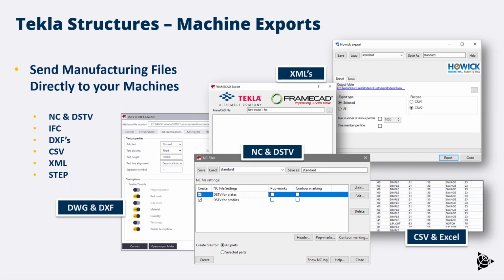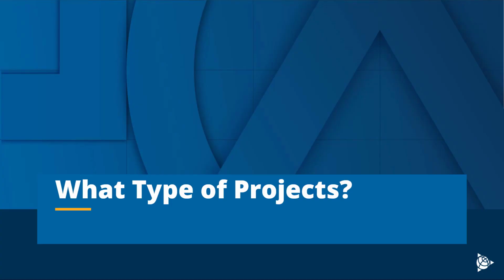And we also have the ability to export multiple different machine export file types. So that's NC and DSTV for hot rolled, IFCs for collaboration, which we'll be looking at in more detail today, DXFs, DWGs, CSV, XL, XML, and STEP. So pretty much any machine we can connect with. If you just want to get in touch and ask us for any more details on that.